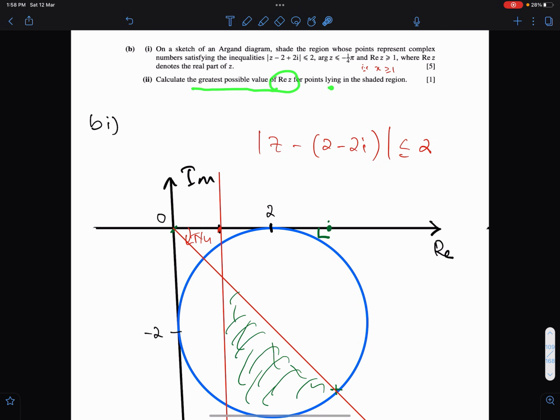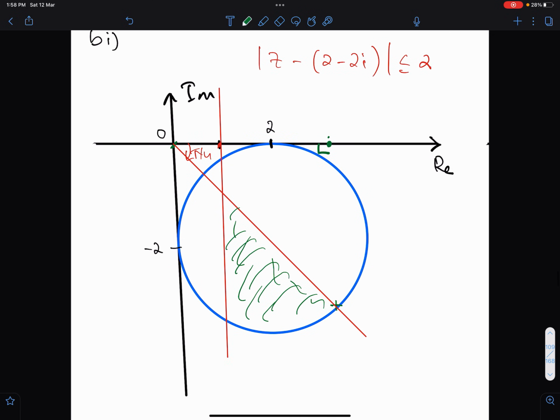Now the next part of this question is, calculate the greatest possible value of real part of z for points lying in the shaded region. Real part of z means greatest possible value of x. Real part of z means x. So we have three possible positions of z. This is the first position, this is the second position, and this is the third position. And we need the maximum possible value of x.